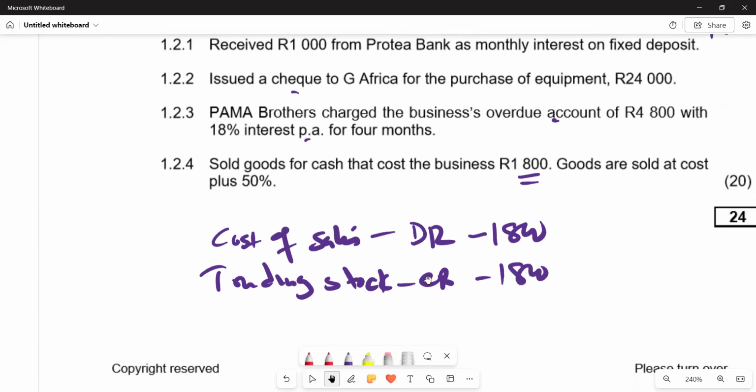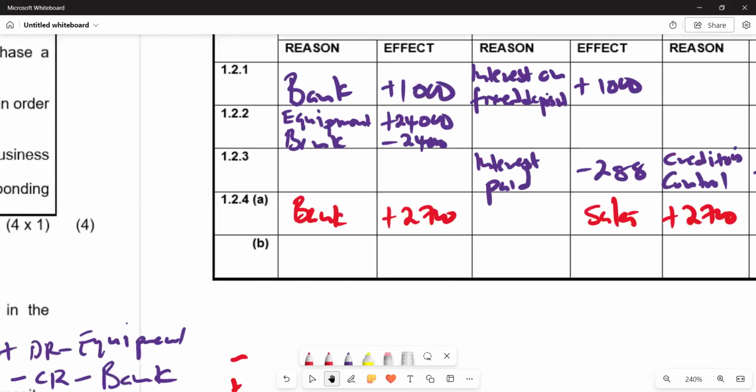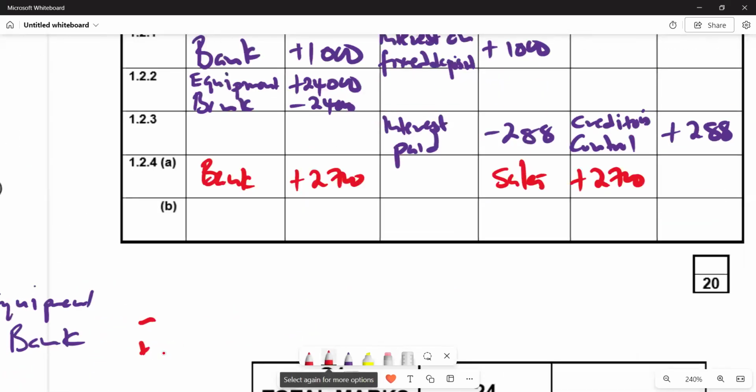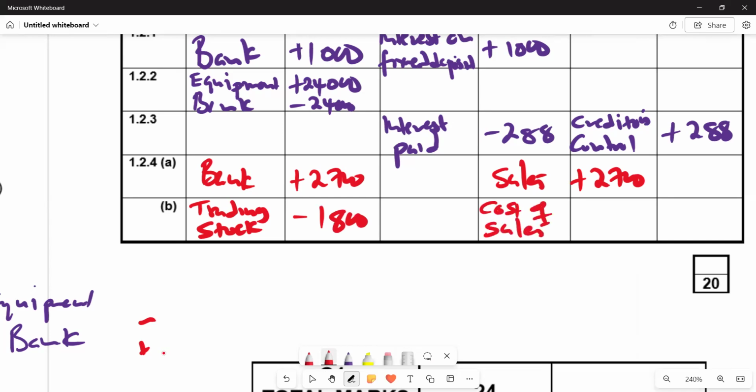So this is exactly how we are going to present it in the other section, whereby we are having trading stock, with a negative 1,800. And then we also have owner's equity, where we have cost of sales, and we've got negative 1,800. So this completes our accounting question on the transactions that were given according to this question.